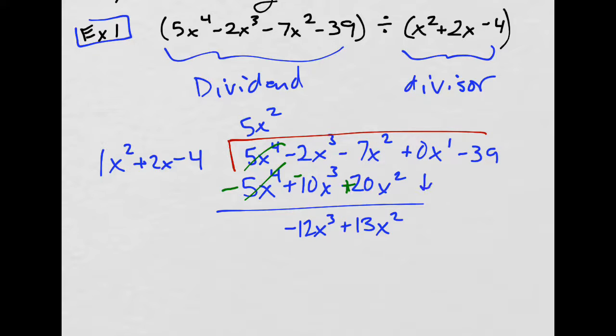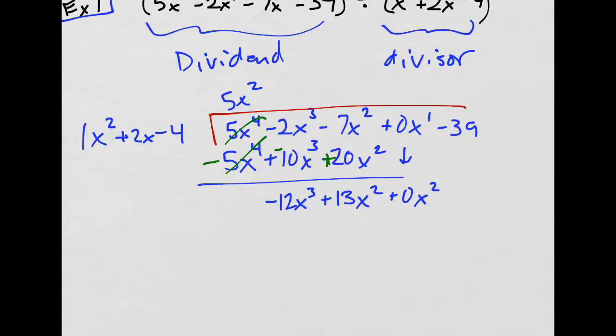And then I bring down my next term. That's the 0 placeholder. Why did I put a squared? There we go. Okay. And then I do it all over again. I think, what times 1 gives me negative 12? And then I just do it all over again. That's just negative 12. What times x squared gives me x cubed? Well, that's just an x, right? And then I multiply. That's negative 12x cubed.